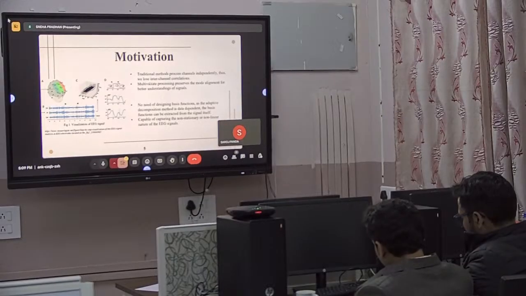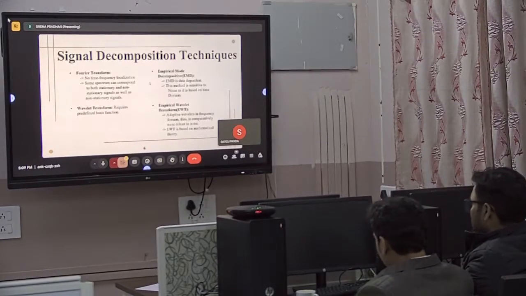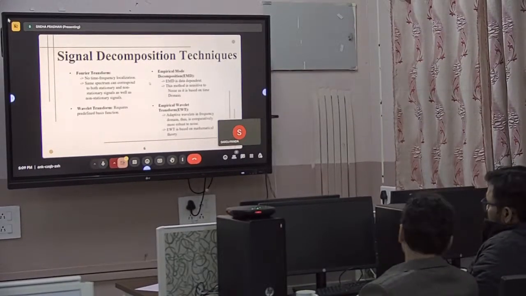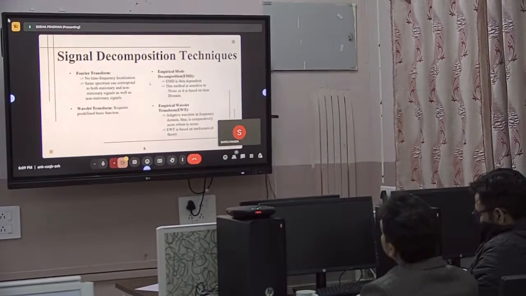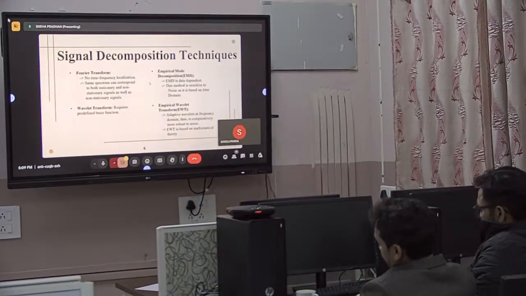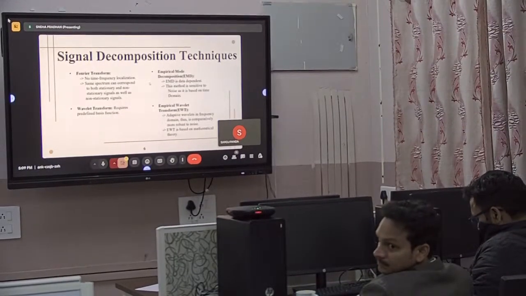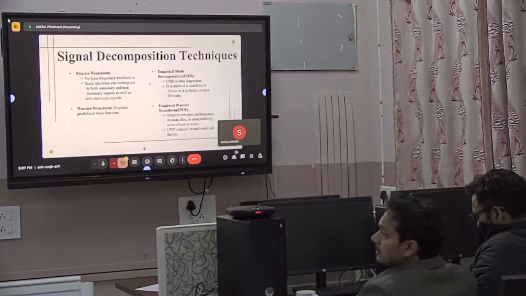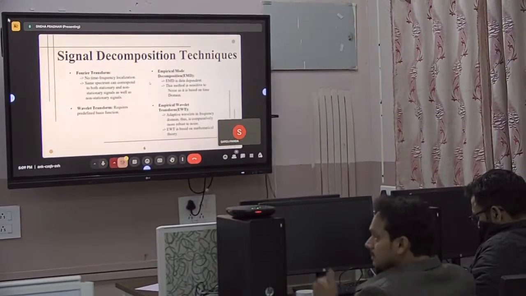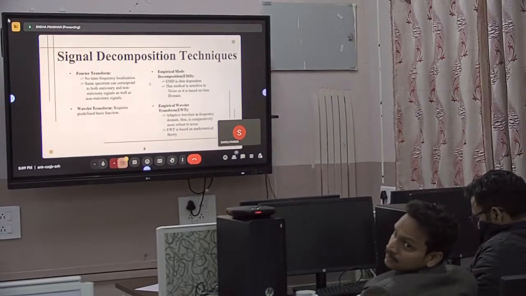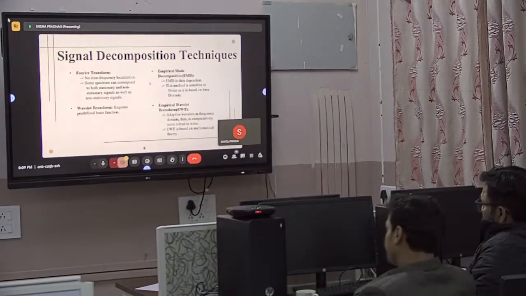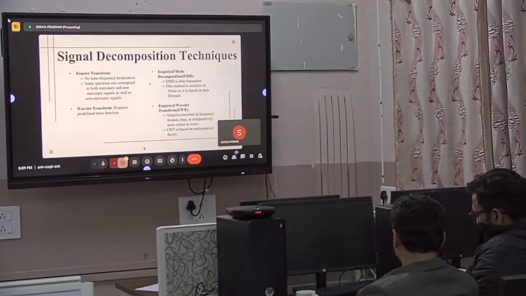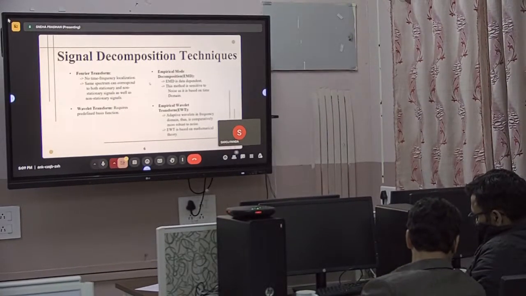So let us quickly see some common signal decomposition methods that are generally used. First we have Fourier transform. Fourier transform has no time-frequency localization, so it is not suitable as it will provide the same spectrum for both stationary and non-stationary signals. Second, we have wavelet transform. Wavelet transform requires predefined basis functions, so it is also not suitable due to the non-linear nature of our EEG signal. Now coming to the adaptive decomposition methods that are recently used.